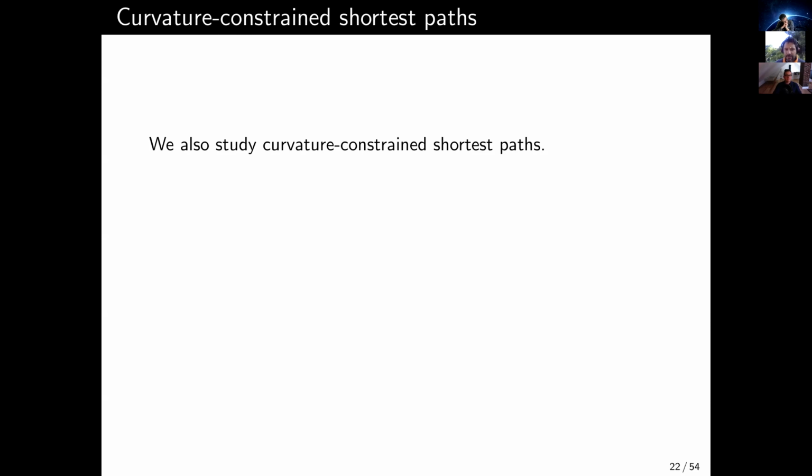And so we started looking at curvature-constrained shortest paths, paths like Isomap does, but with a curvature constraint. I won't go too much into detail, but you can ask for more information later. It turned out to be useful, although the problem remains hard, and as far as I know, we're the only ones tackling it.